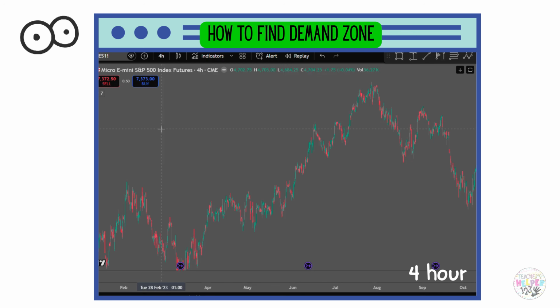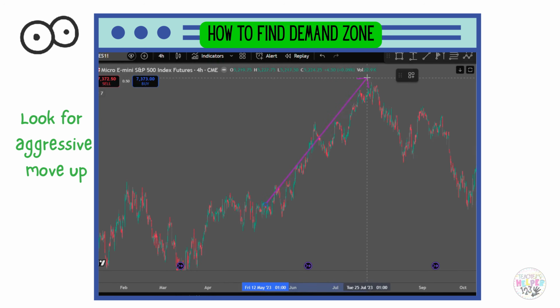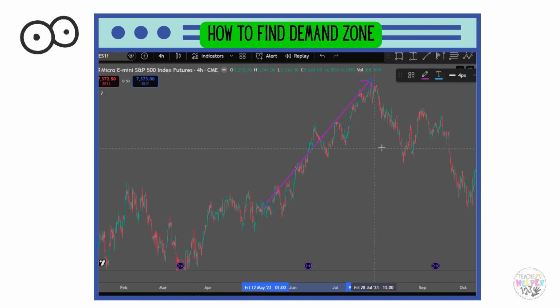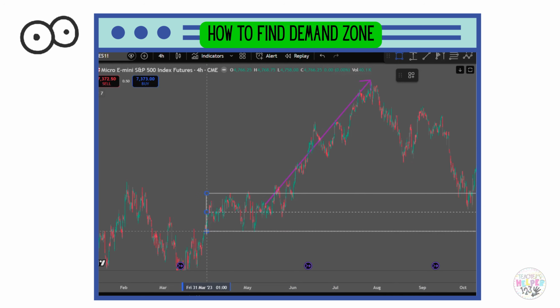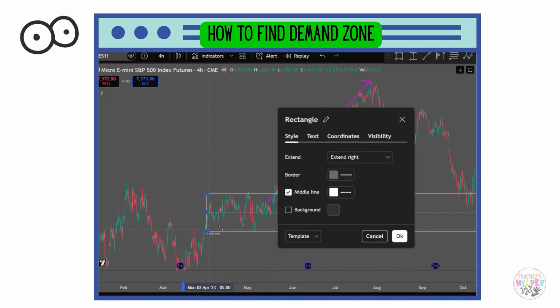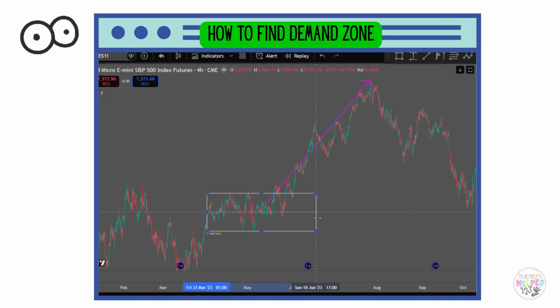Now, when looking for a demand zone, I first look for a strong aggressive move upward. So I identified this move here. Okay, I want to see buyers aggressively push price higher. Then I look to the left to find the base or consolidation area before the move. So right here is our consolidation. And let me just adjust this box. Consolidation move right here.